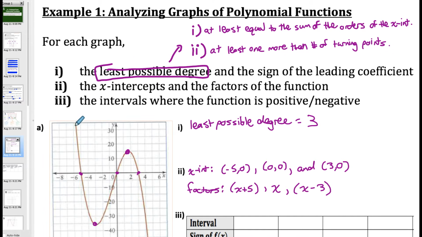And why are we saying least possible? Well, for all we know, up here outside the graph that we can see, there's 2 more turning points, which would mean it has to be degree 5. But based on what we can see, it has to be at least degree 3. What's the sign of the leading coefficient? Well, since it goes from quadrant 2 to 4, we know an odd degree function, for it to go from 2 to 4, would have to have a negative leading coefficient.